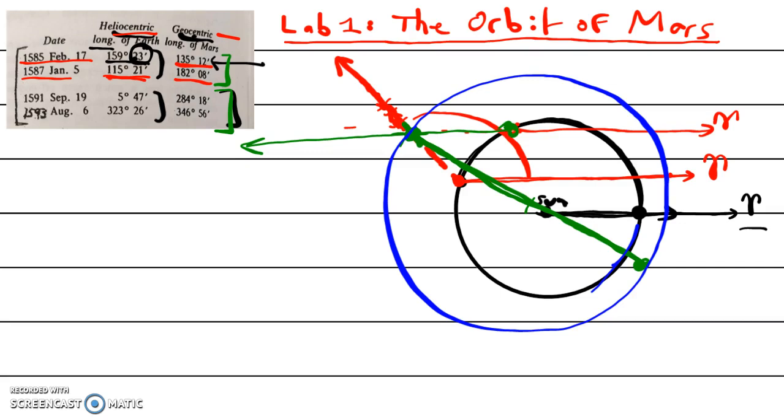Whenever an angle is measured, for example the parameter L, remember that you start with the direction of the vernal equinox and you go counterclockwise.